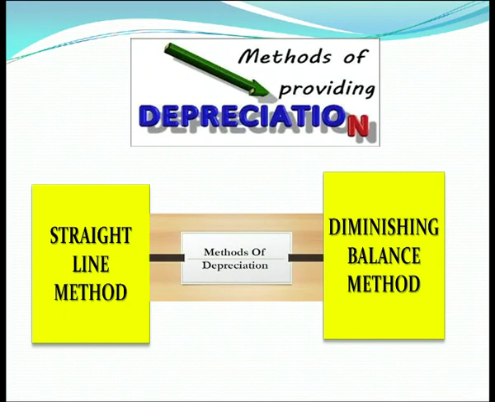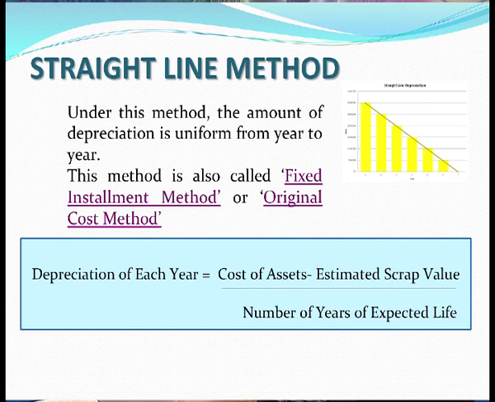As we learnt in the earlier part, depreciation is an expense which is to be charged to your profits every year till the end of the useful life of the asset. The relevance and the objectives we had also learnt there. Now, there are two methods of providing depreciation. One we call the straight line method, and the other is called the diminishing balance method. So, let us now understand the first method, which is the straight line method.